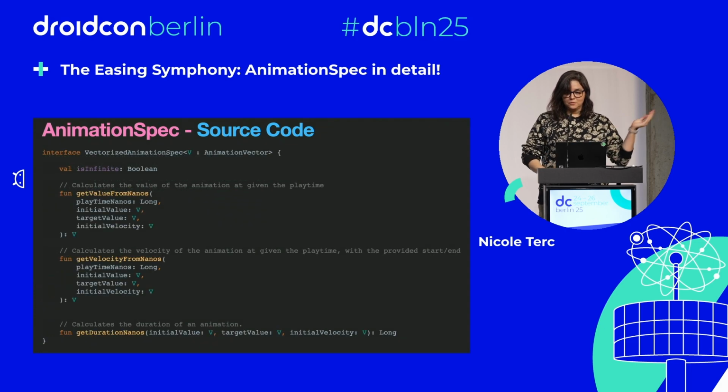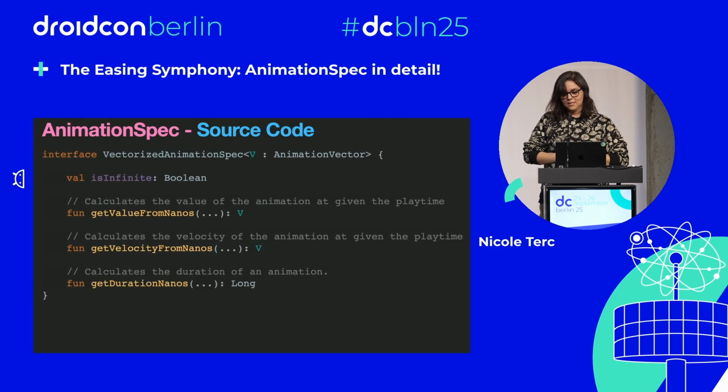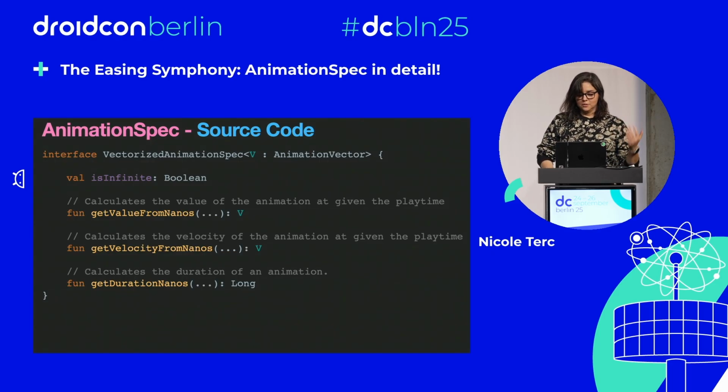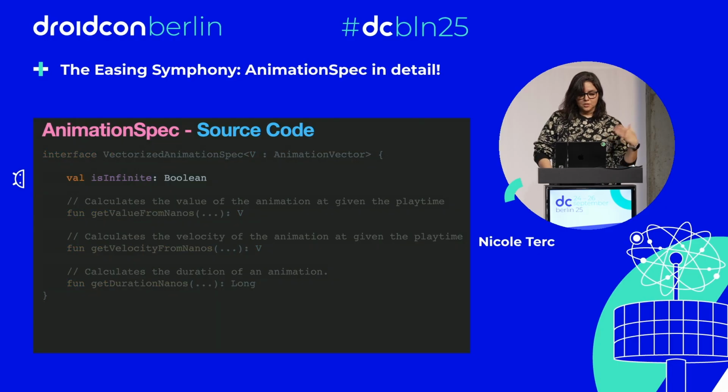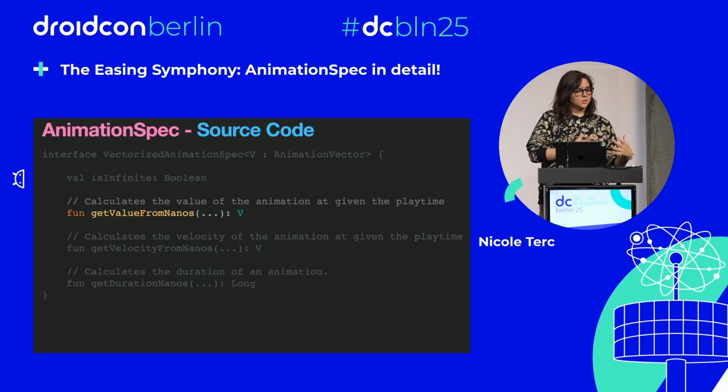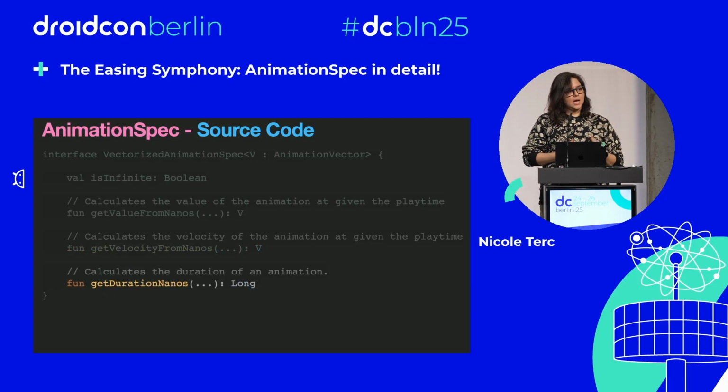And if you do, you're going to find this. You're going to find that this VectorizedAnimationSpec is another interface that is going to have some functions and some values. First, it's going to have a value that is going to define if this animation is infinite or not. Then it's going to have a function that is going to provide you the value of the specific animation given a time. Then one that gives you the velocity, sure. And last but not least, one function that is going to give you how long this animation is going to be played for. Nice.